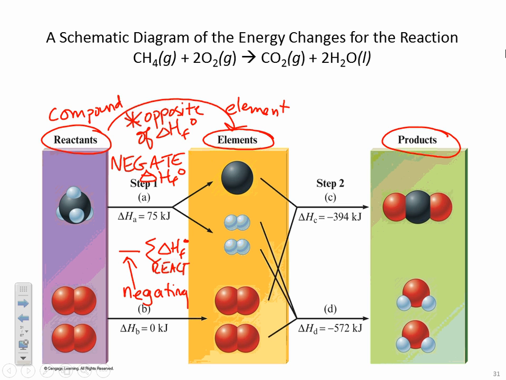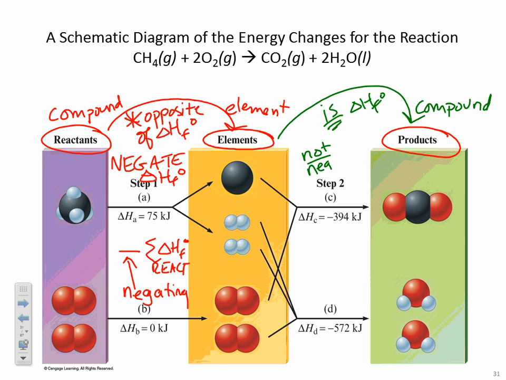Then, once you've broken everything down, once you've taken your reactants and pulled them all apart into their constituent elements, which is the opposite of delta HF, now you're talking about forming a compound from its elements. This is delta HF. Right? You're going from the elements to the products, from the elements to the compound. That is what delta HF is talking about. So we are not negating delta HF for the products.